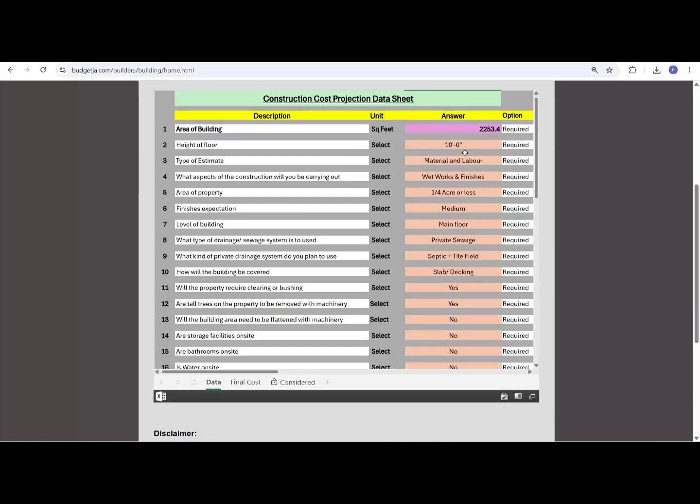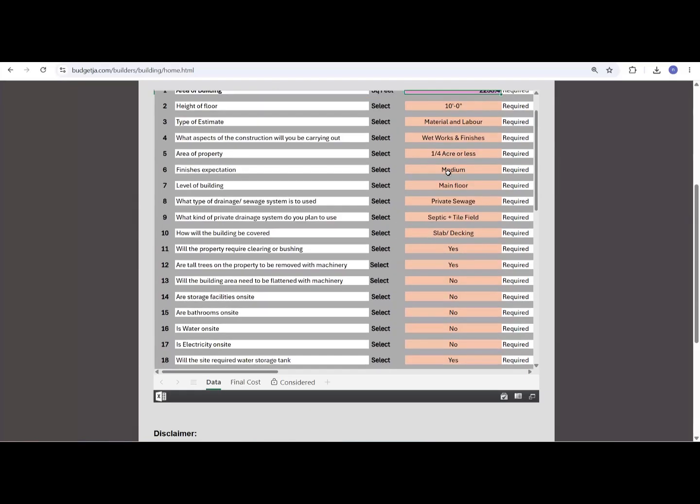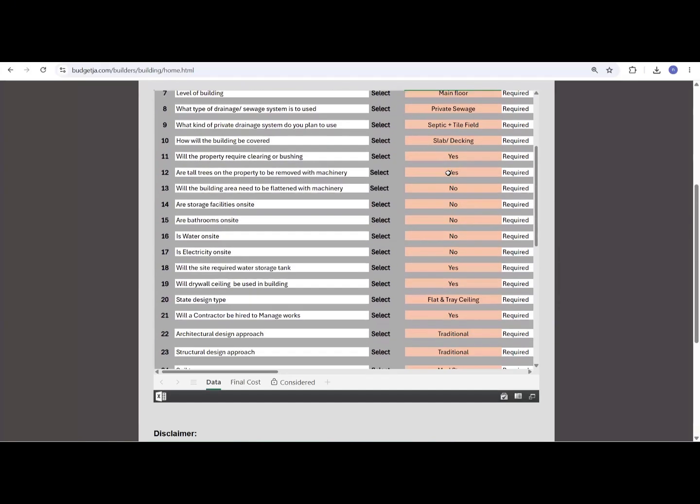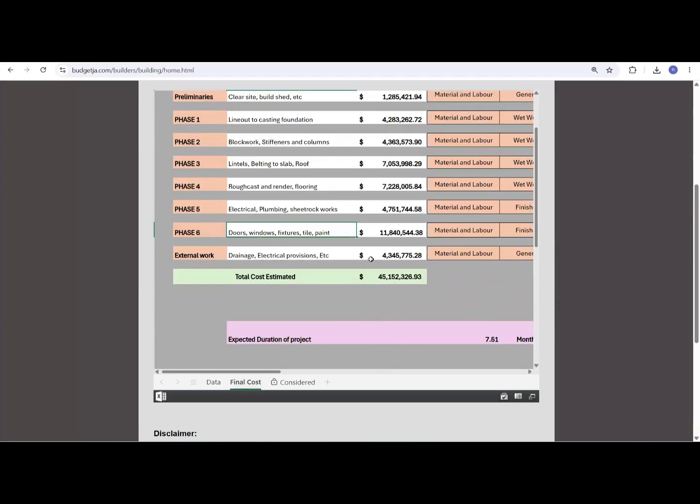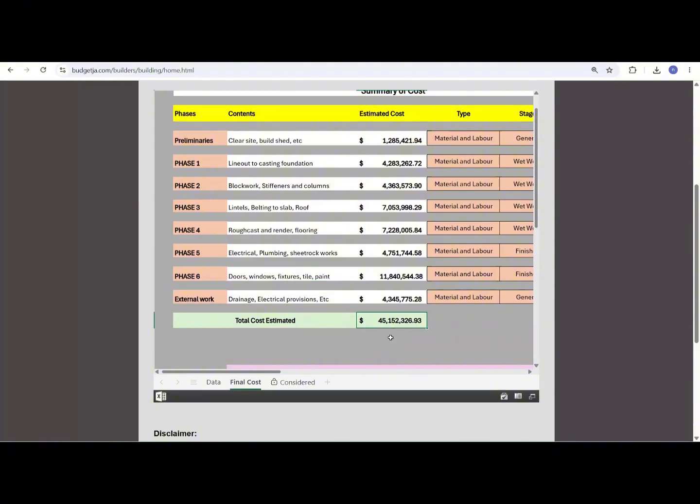Now, using these conditions as seen here to represent the ground floor, which is 2,253.4 square feet, we can arrive at a total. So if I was to go into this setup and look at the cost, this would be saying that the ground floor should cost $45.152 million.